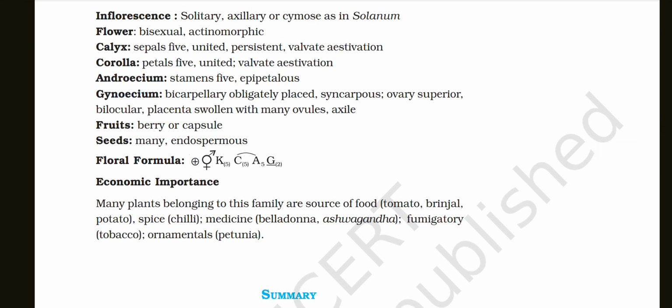Calyx: sepals 5, united, persistent, valvate aestivation. Androecium: stamens 5, epipetalous. Gynoecium bicarpellary, obliquely placed, syncarpous, ovary superior, bilocular, placenta swollen with many ovules, axile. Fruit berry or capsule. Seeds many, endospermous. That is dicotyledonous.